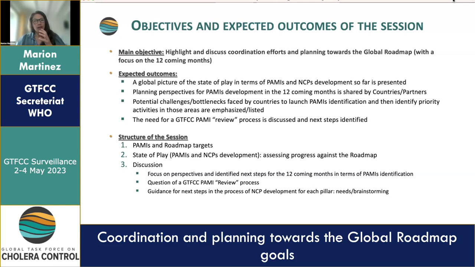The third outcome is to use that time today to discuss potential bottlenecks and challenges faced by countries to engage and launch PAMI identification. I would also like to link this not only to the priority areas identification, but also to one point discussed earlier today, which is how we then move from that exercise to declining it, so identifying the set of priority activities that have to be implemented in those areas. So, in terms of contribution from each pillar to the NCP development, based on the work that is being done when the priority areas have been defined.